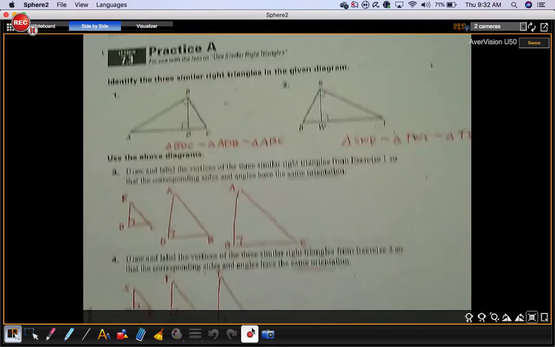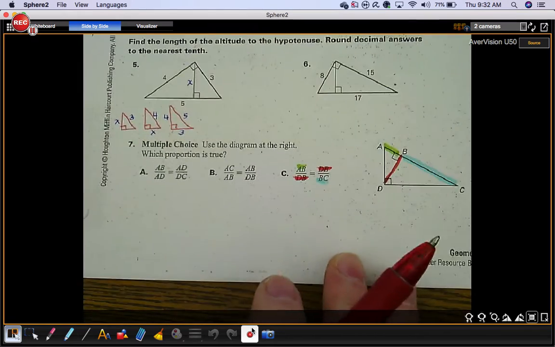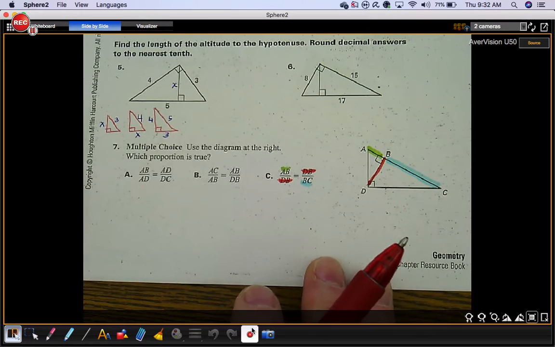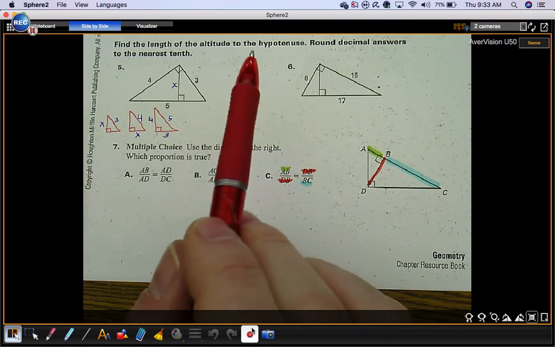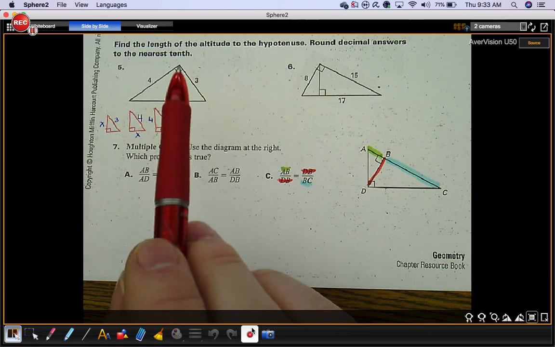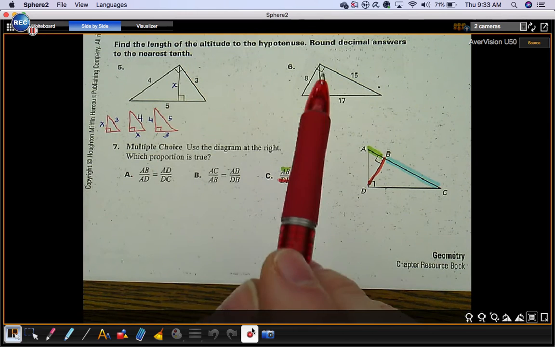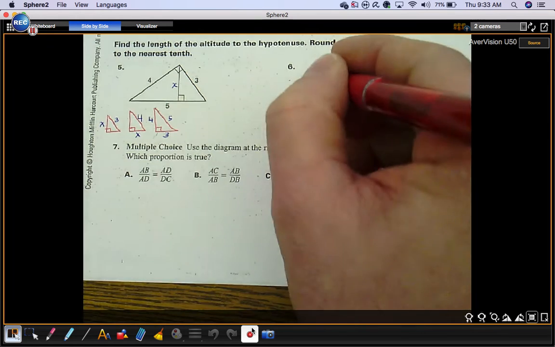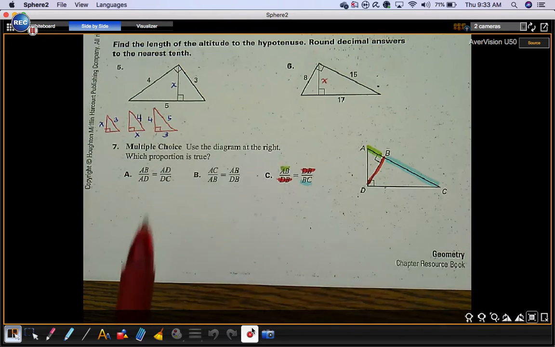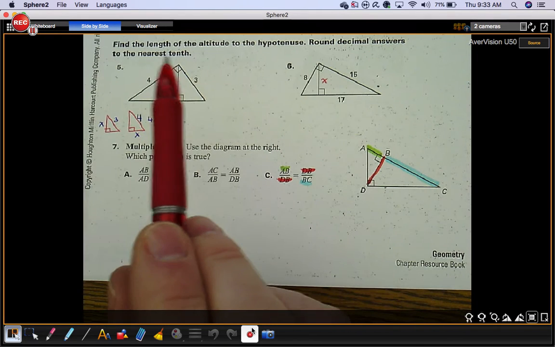This is practice A for section 7.3. We're going to look at numbers 5 through 7. We're going to find the length of the altitude to the hypotenuse. That's this piece. We'll call it x. That's what we're looking for. Round your decimal answers to the nearest tenth.